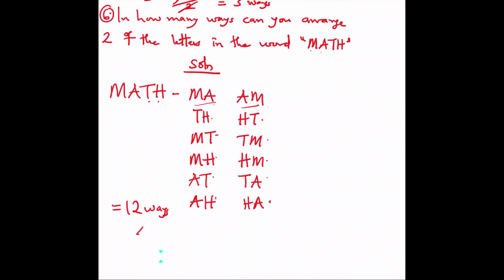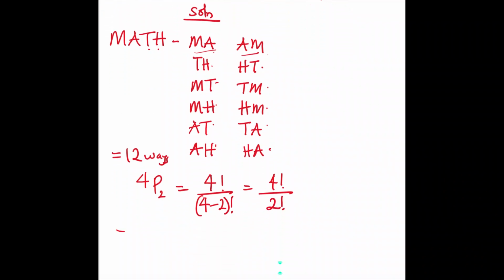Or we can just say, math is a 4-letter word. We can just say 4 permutation 2. So that'll be 4 factorial divided by 4 minus 2 factorial. So that'll be 4 factorial divided by 2 factorial. Okay. So that'll be 4 times 3 times 2 times 1 over 2 times 1. This will cross out each other. So that is equal to 12 ways.